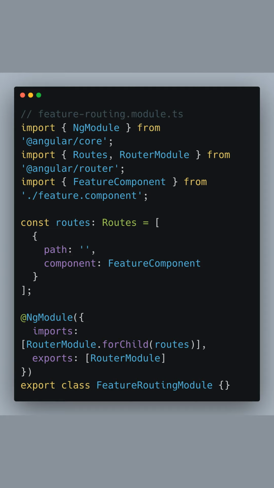In this example, we have a single route that maps the empty path to FeatureComponent. This means that when users navigate to feature, Angular will load FeatureComponent from the lazily loaded feature module. This separates the routing concerns and ensures modularity within our application. And there you have it. A simple, yet effective way to implement lazy loaded feature modules in Angular to enhance performance and user experience.